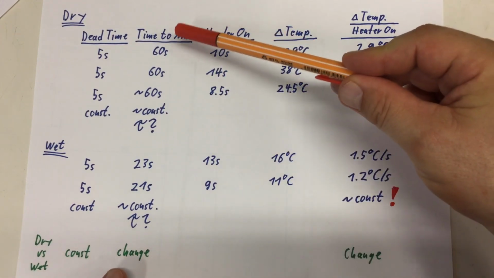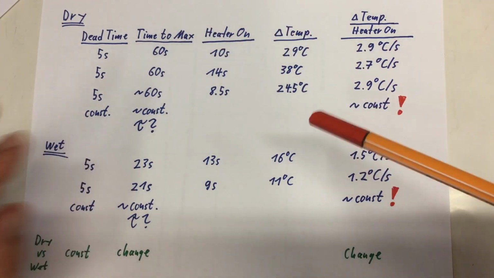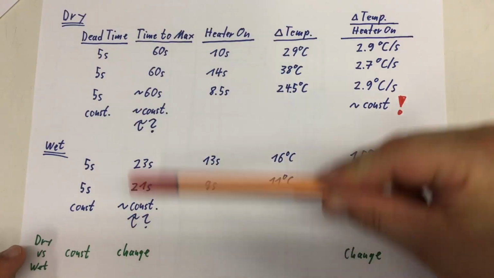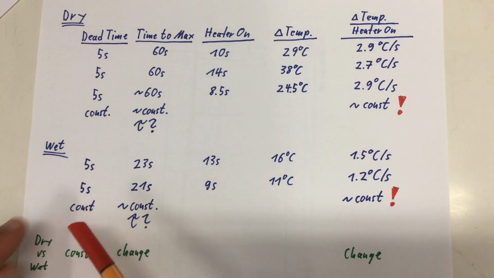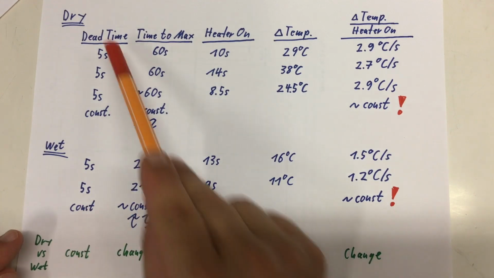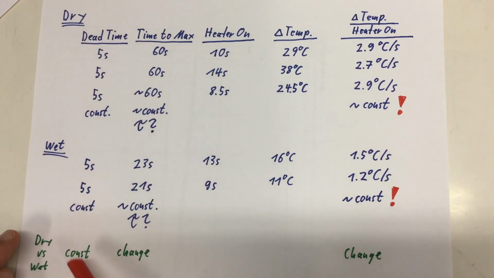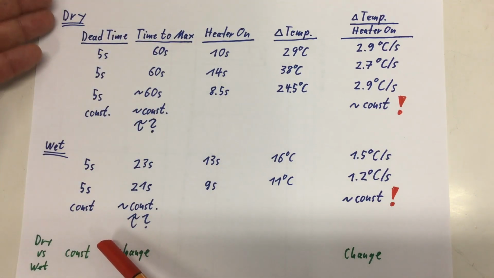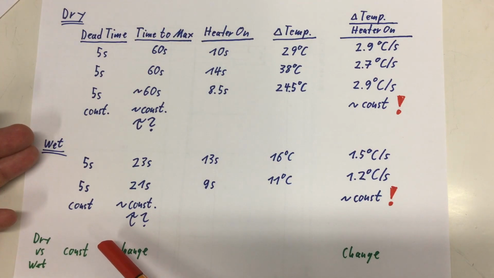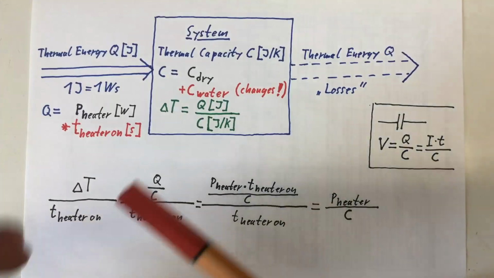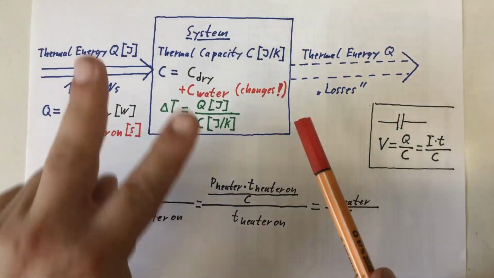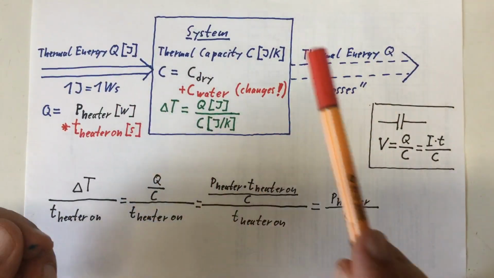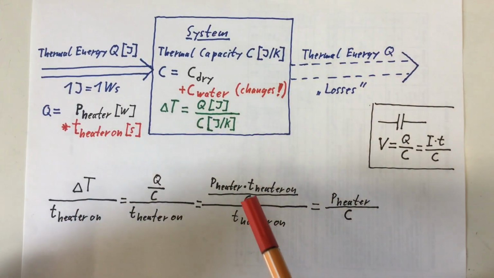Also the time to max, or time constant, changed between wet and dry runs. But what's absolutely constant is our dead time. It doesn't matter if we run that thing dry or if we run it wet. So, what can we learn from all that? I have to make two points, and it will involve a little bit of math.